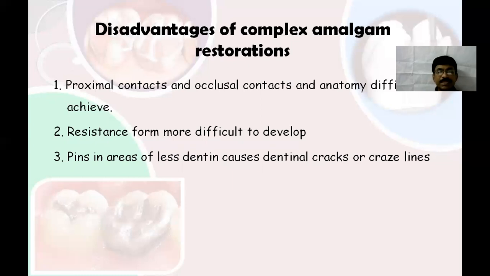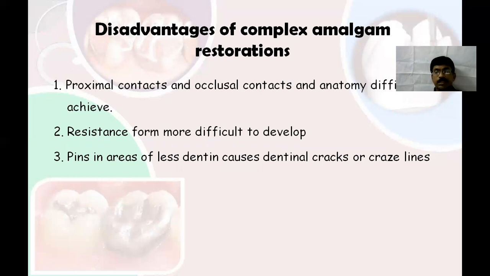And number two, the resistance form is more difficult to develop. So that is another disadvantage. The retention form can be developed, but the resistance form, that is the resistance of the tooth to fracture, is more difficult to develop in the case of complex amalgam restoration.